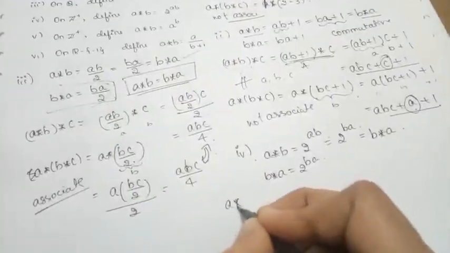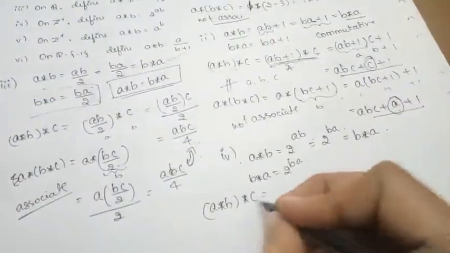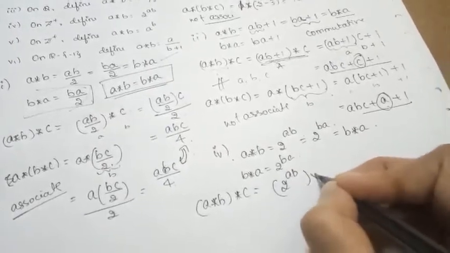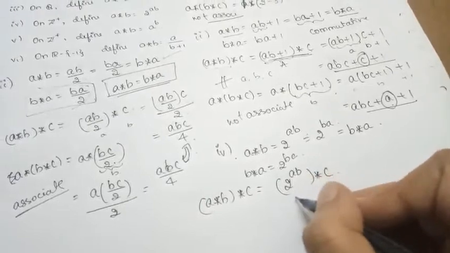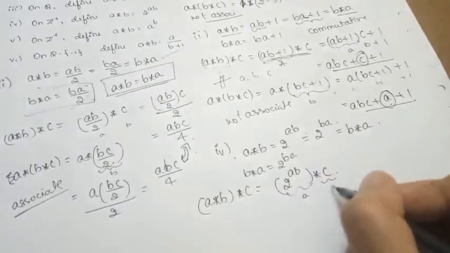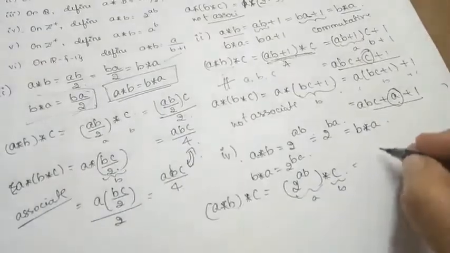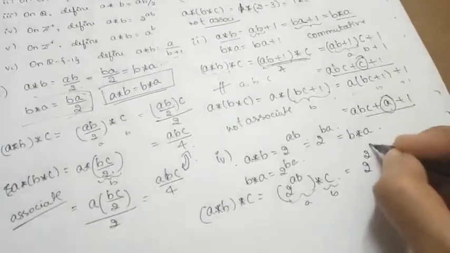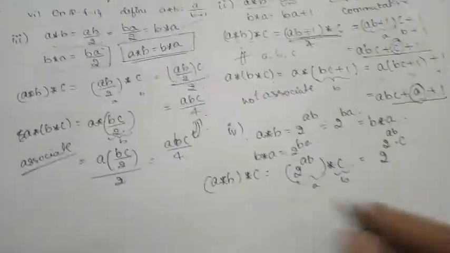Next, checking for the associativity, A star B star C. A star B is nothing but 2 to the power AB star C. Now this one I will consider as A and this one I will consider as B. What does A star B say? 2 to the power AB. So 2 to the power A is 2 to the power AB, into C.